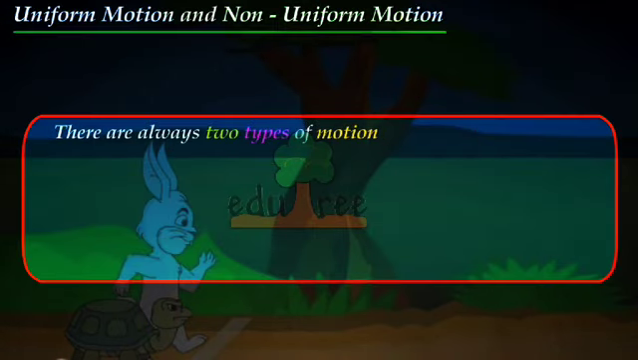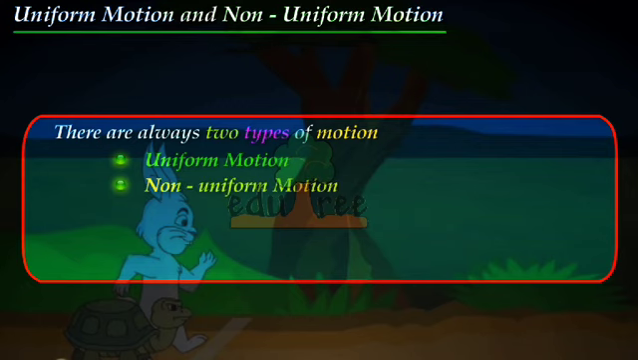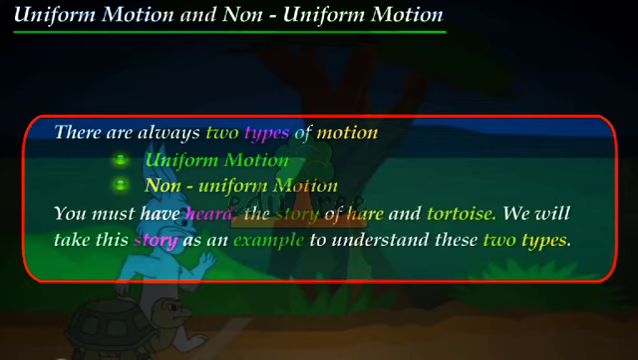There are always two types of motion: uniform motion and non-uniform motion. You must have heard the story of the hare and tortoise. We will take this story as an example to understand these two types. Let us understand and enjoy.